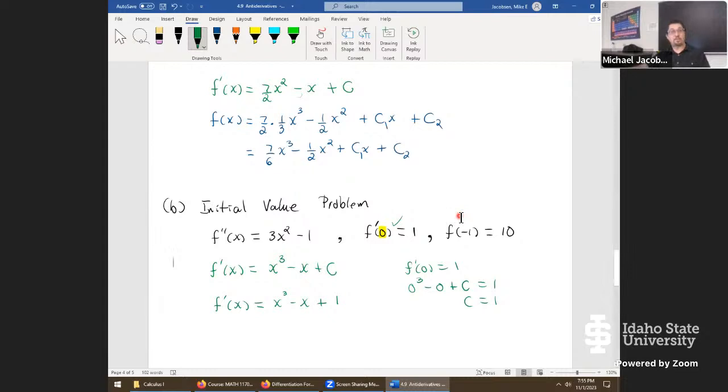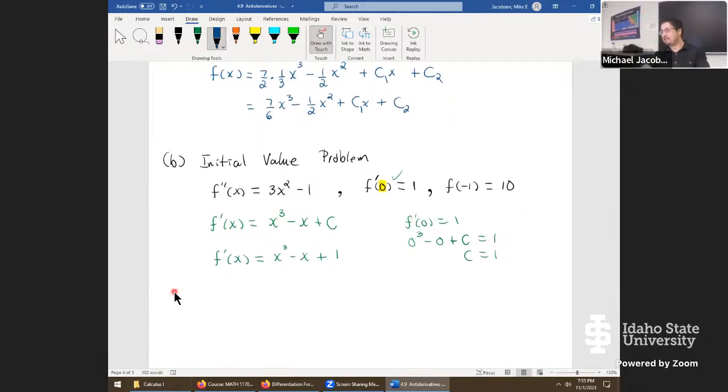The next initial value is for the original function f. So we could have only used that once we get our next antiderivative so far. Any questions at the moment, folks? Okay, let's get that next antiderivative. So now we're writing ordinary f of x.